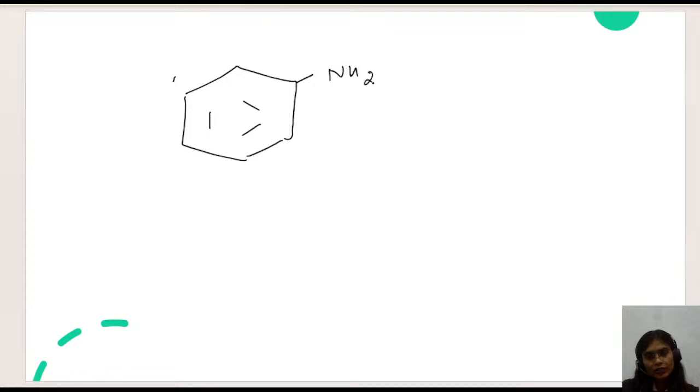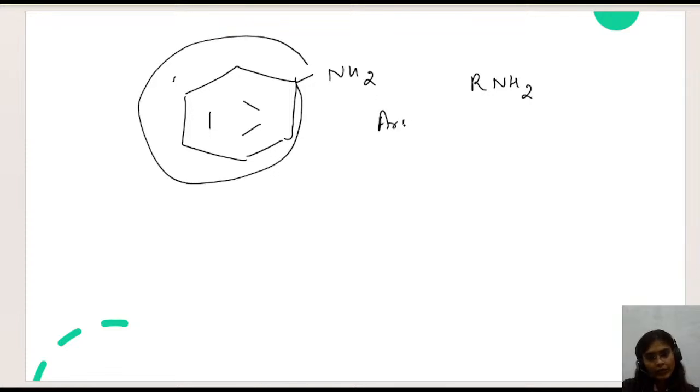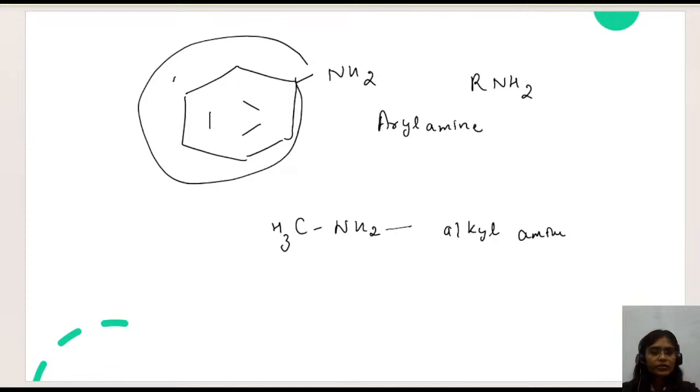suppose I am using a kind of aromatic system, and suppose this is some NH2 there. So obviously that R we just discussed, right? It's an aryl group, so it becomes an arylamine. It is simply an arylamine. But on the other hand, suppose this is some CH3 group, like this, so it becomes an alkyl amine. So it's simple, alkyl or arylamine. This is the simple classification we already know.